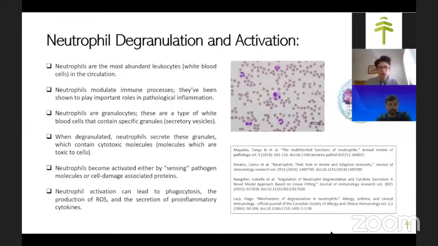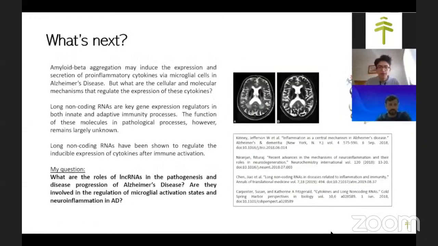And then when they become activated, they can produce reactive oxygen species, which also promote inflammation, and it can also lead to phagocytosis and the secretion of pro-inflammatory cytokines. Yes. And so what's next?